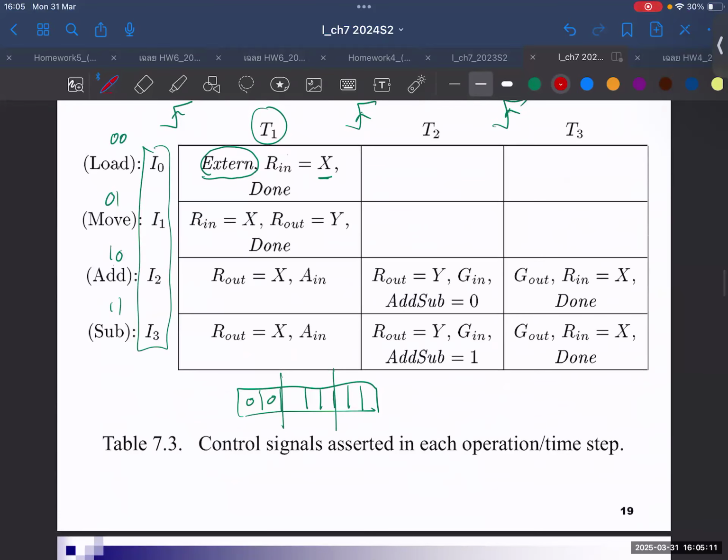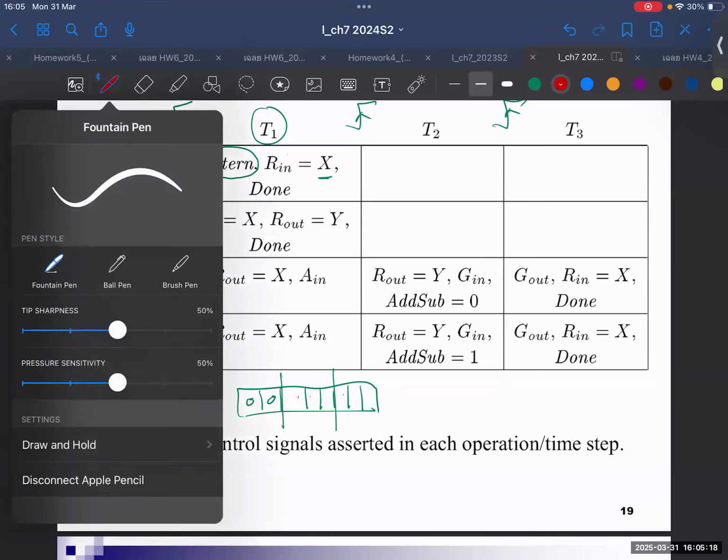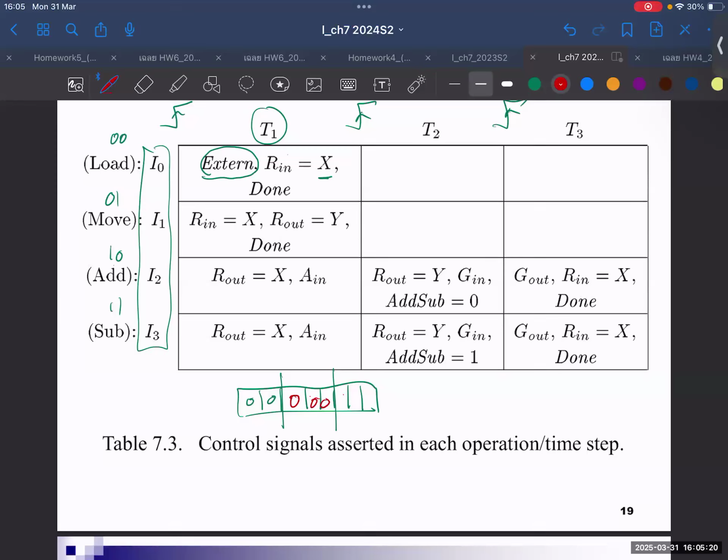Yeah, you let this one be external. It can be 0, 0, 0. And this one can be 0, 0, 1, for example. Understand? So 0, 0 means external one, right? And then 0, 0, 1, for example. Yeah, and then you're done.